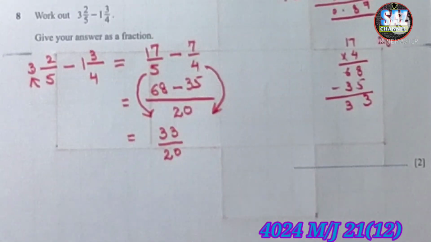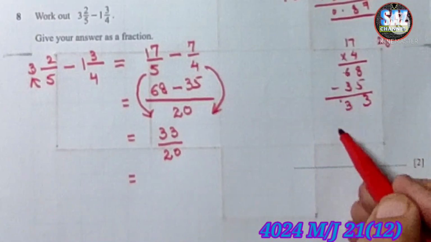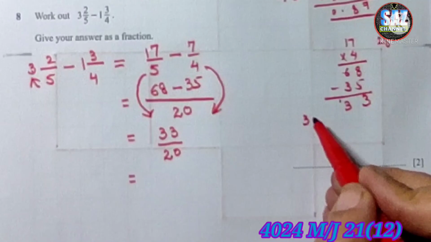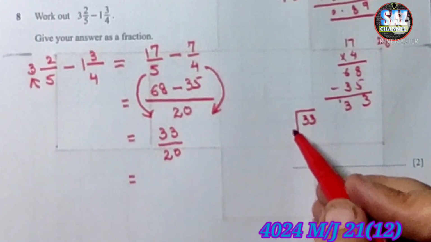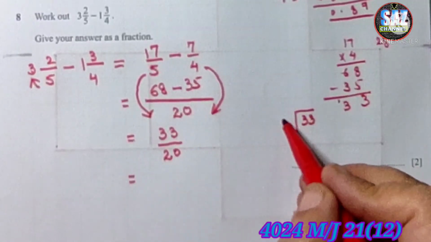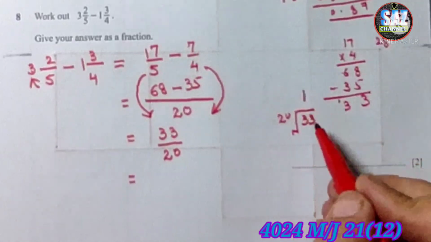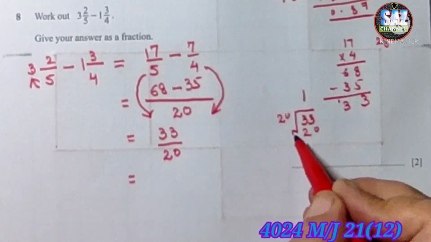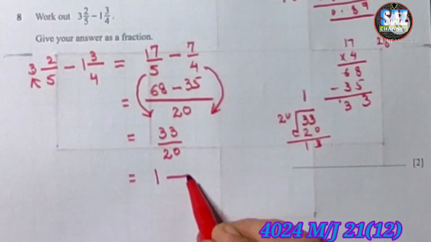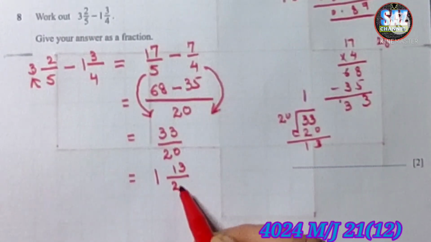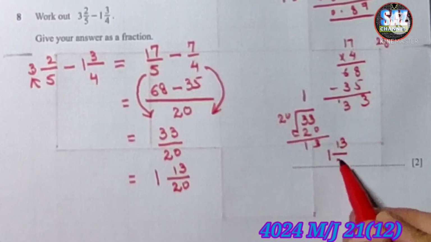No. Make it the rule, whenever the numerator is larger than the denominator, we have to give our answer according to the need of the question. As the question is in the form of mixed numbers, we can give the answer as a mixed number. 2 2s are 40, so I can go for one time. 1 20 is 20, minus 33 leaves 13, so 1 whole 13 by 20. So the answer for this question is 1 whole 13 by 20.